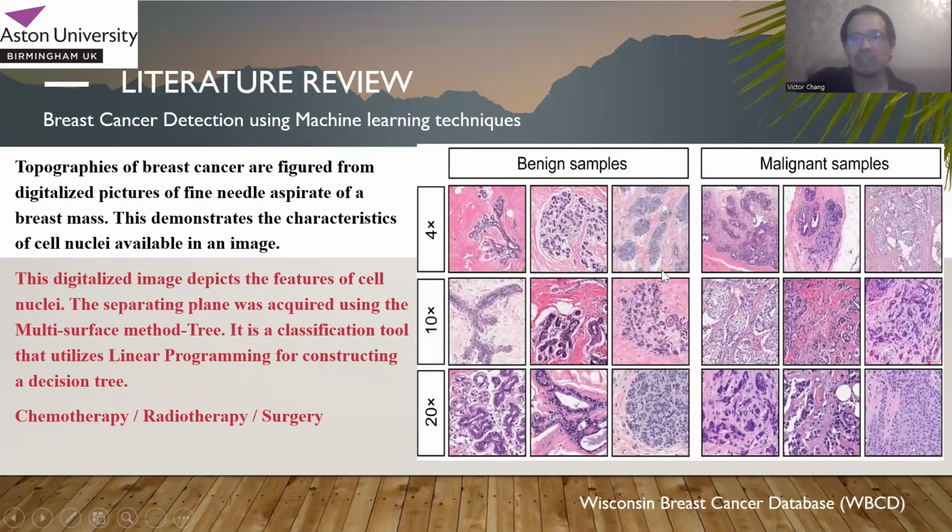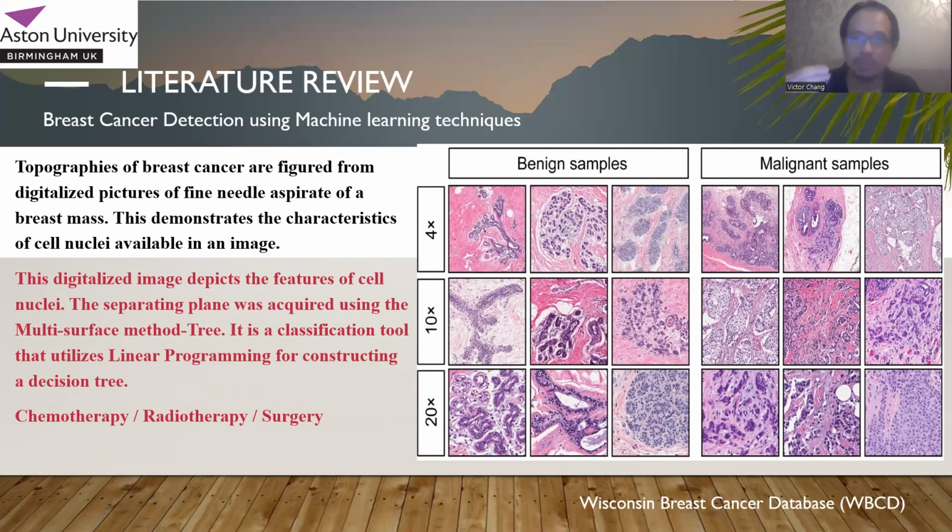As you can see, this is an image from the Wisconsin breast cancer database. You can see the difference between benign and malignant. Most of the cancerous cells we refer to are malignant cells. So we can use the topographies of the breast cancer in this digitalized picture. What happens is that we use a biopsy, put the needle into the patient's breast, and then take it off, and then we can extract some of the sample for further diagnosis.